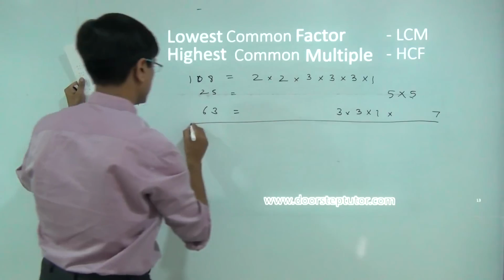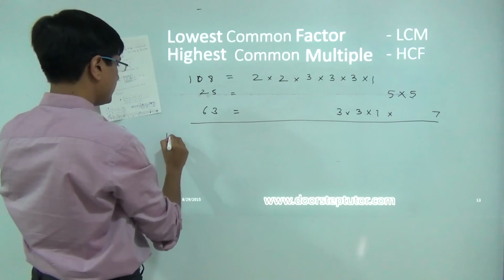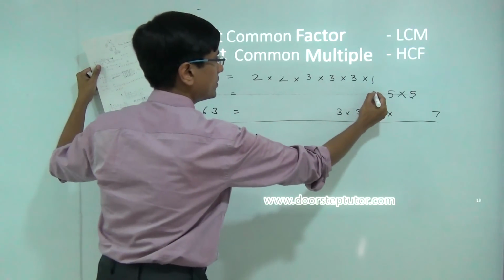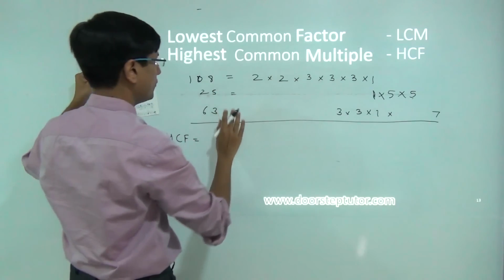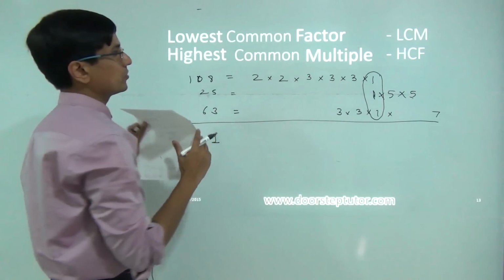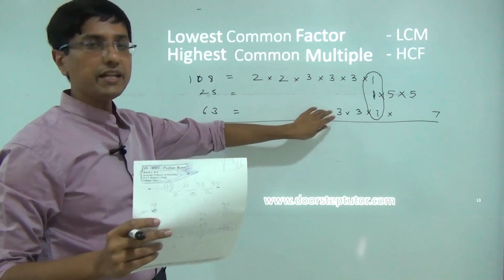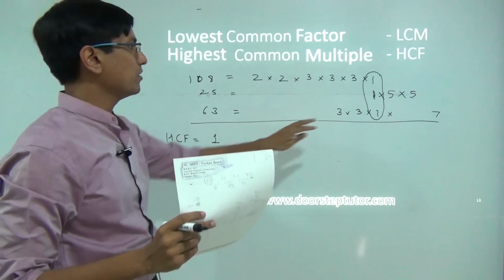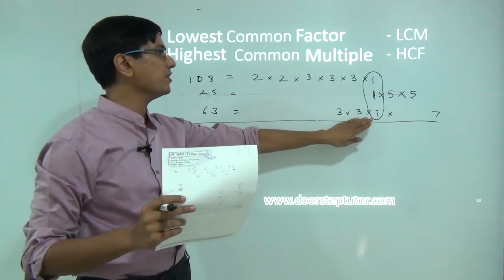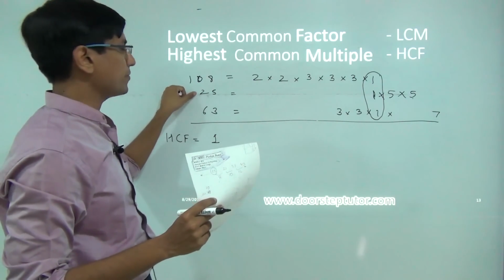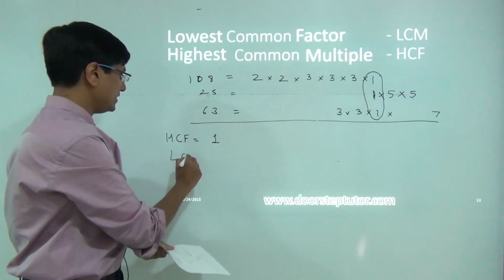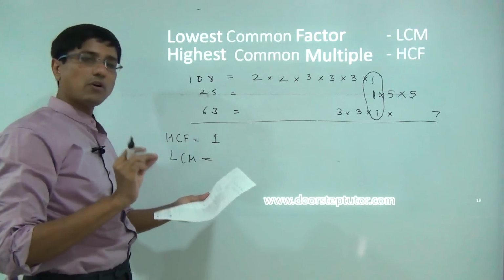Okay. So HCF is the number which is common between all of these three, and that would be 1. So the number common between all of these three is the highest common factor. 1 is the only number which can divide each of these numbers. There is no number larger than 1 which can completely divide 108, 25 and 63. So 1 is the highest common factor, and LCM is the least common multiple.